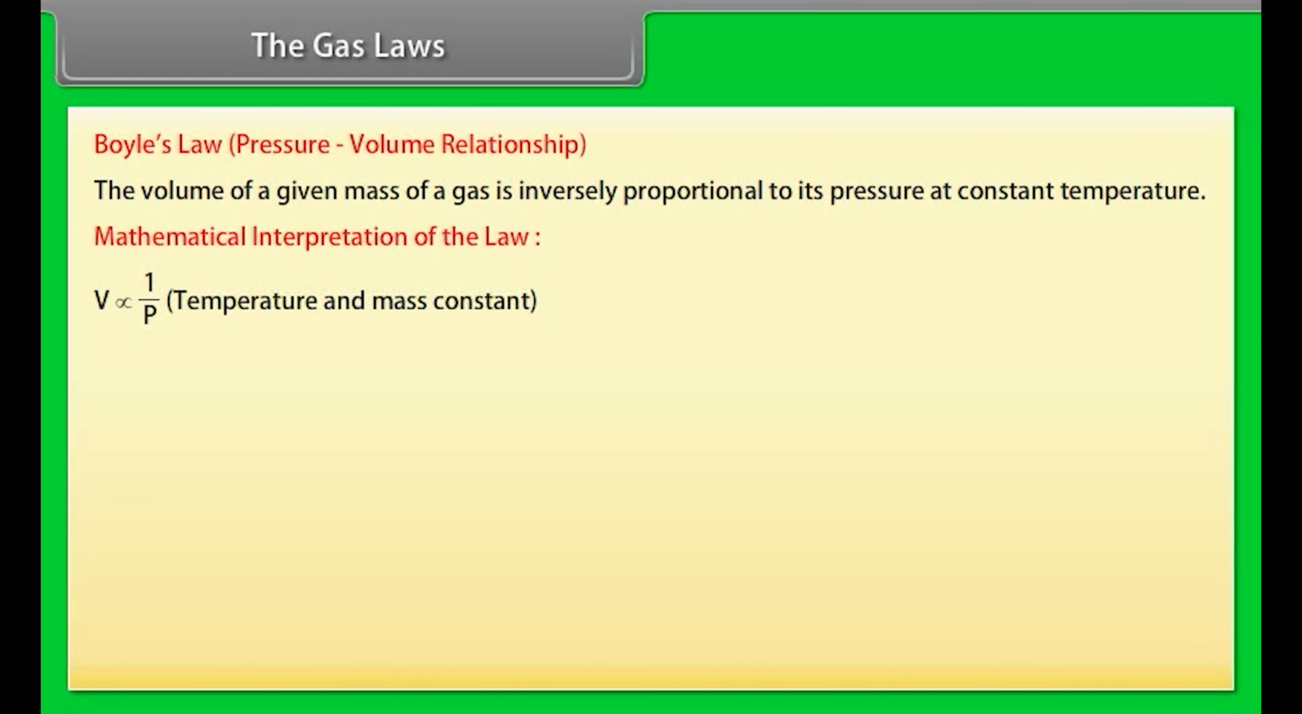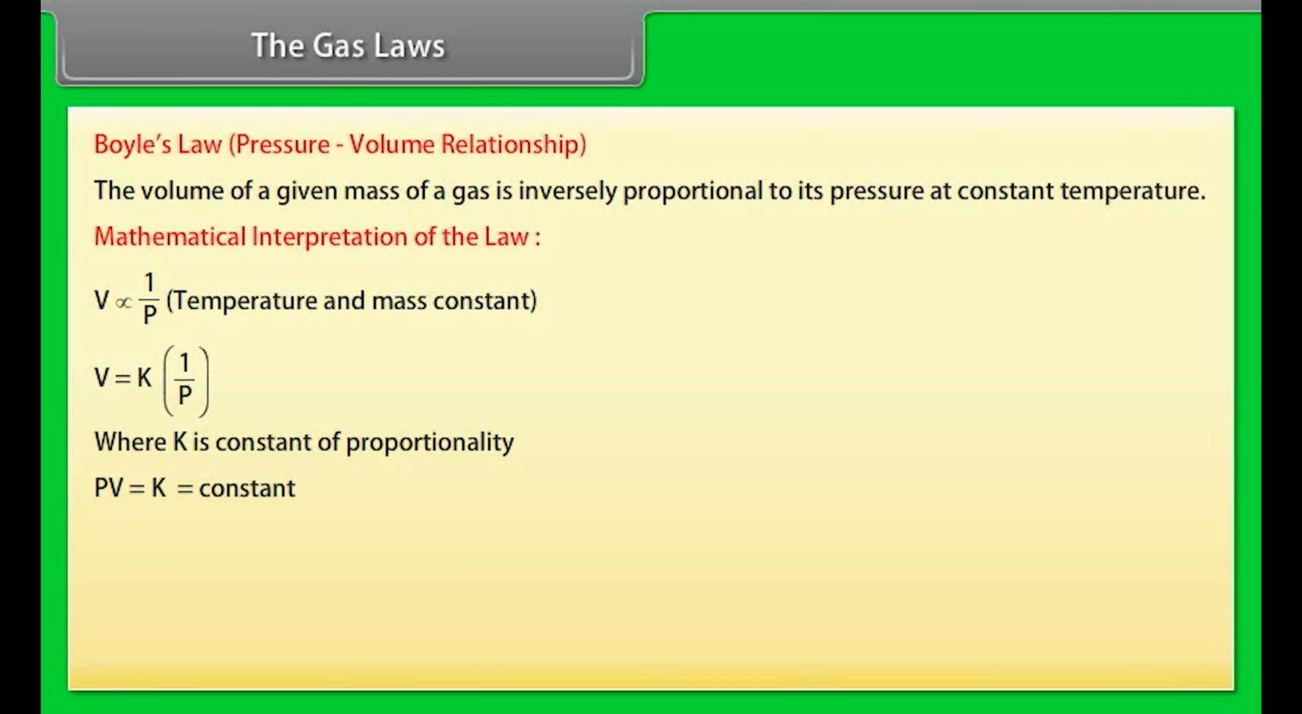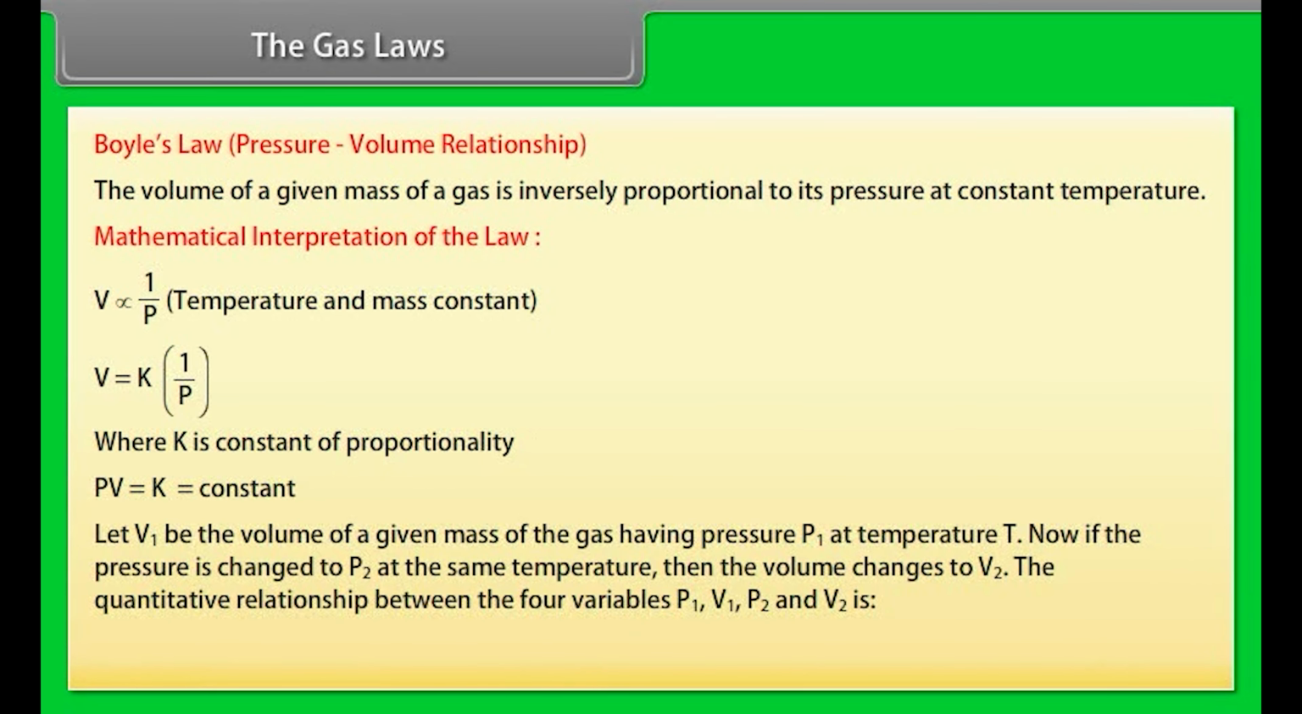Volume is inversely proportional to pressure at constant temperature and mass. V is equal to K into 1 by P, where K is constant of proportionality. PV is equal to K is equal to constant. Let V1 be the volume of a given mass of a gas having pressure P1 at temperature T. Now, if the pressure is changed to P2 at same temperature, then the volume changes to V2.